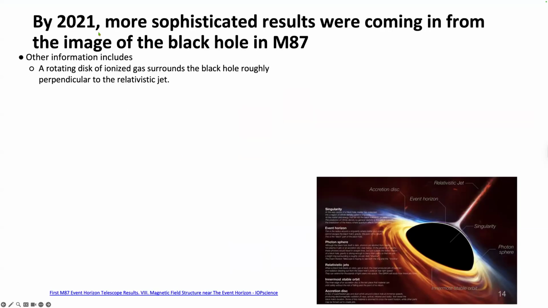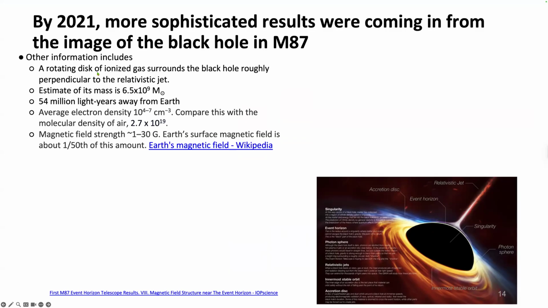So by 2021, I mean, it takes years to process this data. By 2021, even more sophisticated results came that indicated all these kinds of details. And you can read these as you wish, but the black hole in M87, 6.5 billion solar mass black hole, 54 million light years away. So we're safe. Don't go near there.